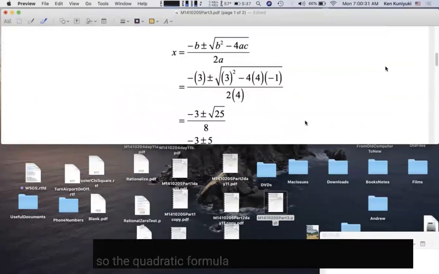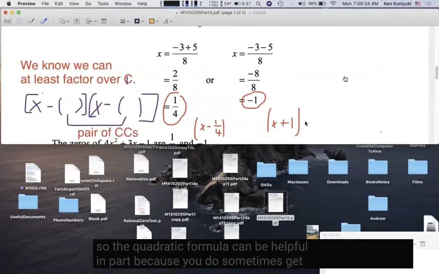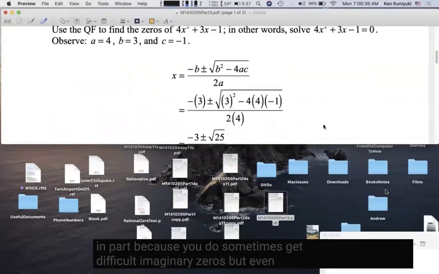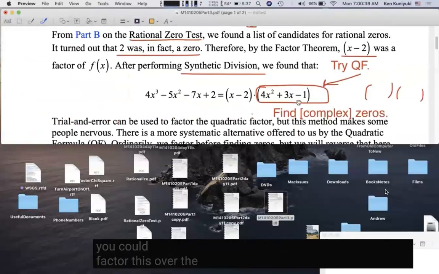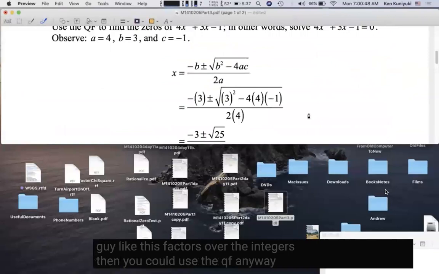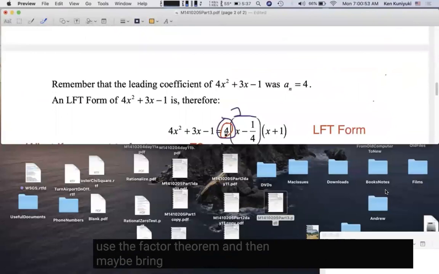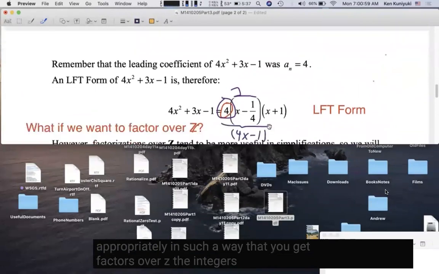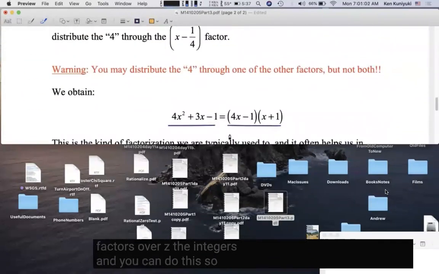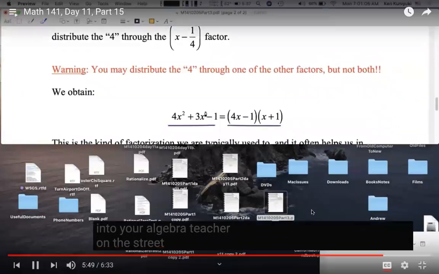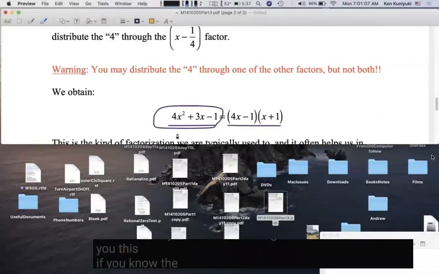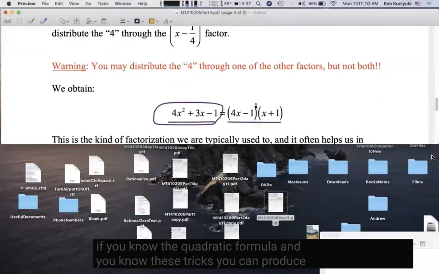So the quadratic formula can be helpful, in part because you do sometimes get difficult imaginary zeros. But even if you could factor this over the integers and get rational zeros, you get rational zeros exactly when a quadratic like this factors over the integers, then you could use the QF anyway, use the factor theorem, and then maybe bring in the leading coefficient appropriately in such a way that you get factors over Z, the integers. And you can do this. So if you ever run into your algebra teacher on the street, your algebra teacher gives you this. If you know the quadratic formula and you know these tricks, you can produce something like this.